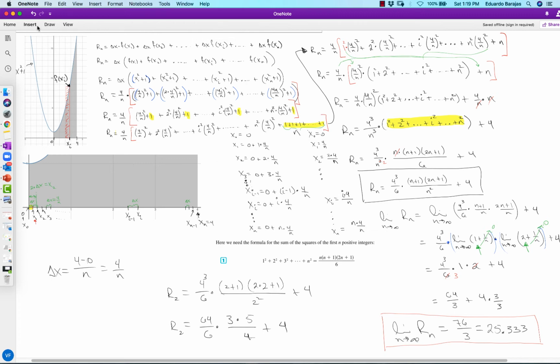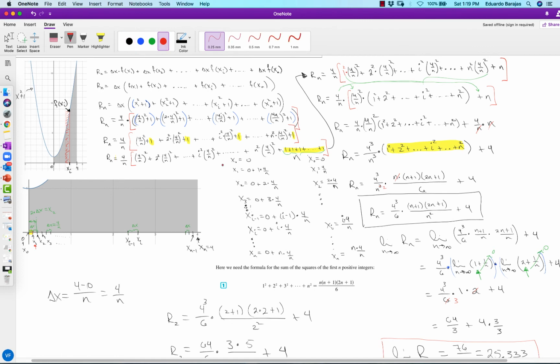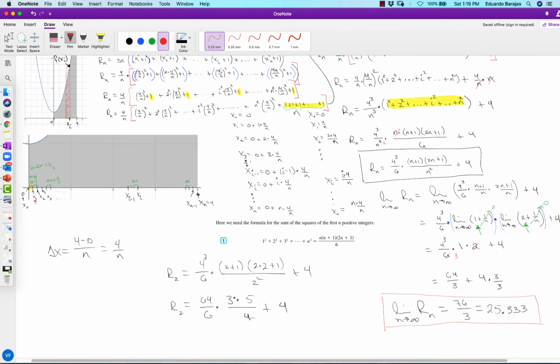So stuff reduces a little bit. 3 reduces with that to give me a 2. 2 reduces with 64 to give me a 32. 4 goes into 32 8 times. And so we get 8 times 5 is 40, plus 4 is 44. r sub 2 is equal to 44. See? So this formula automatically gives me the sum of the n number of rectangles using the right rule. Okay? So 44 is what we got before when we did it the long way.